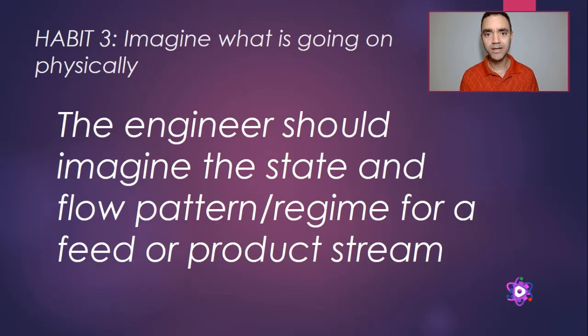As habit 3, imagine what is going on physically. The engineer should imagine the state and flow pattern for a feed or product stream. When you are dealing with process simulation, we are trying to replicate what happens in real life. Based on that, every time you do some kind of modification, you must imagine what happens in the field.